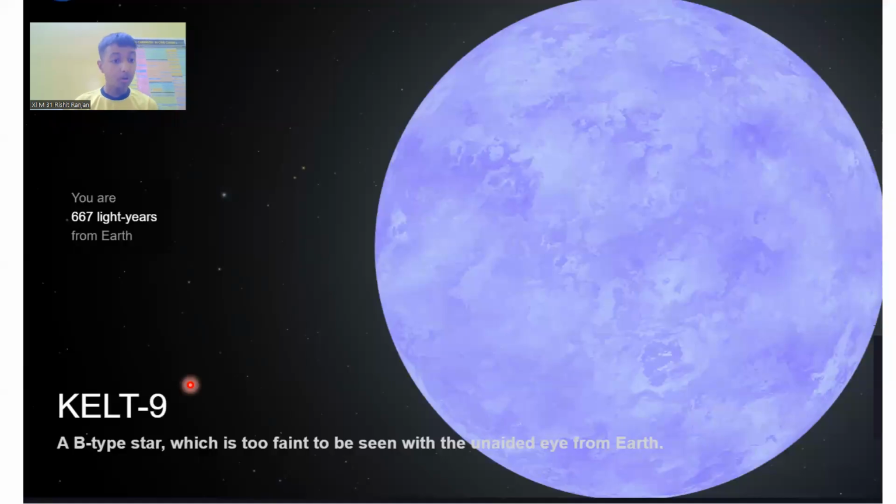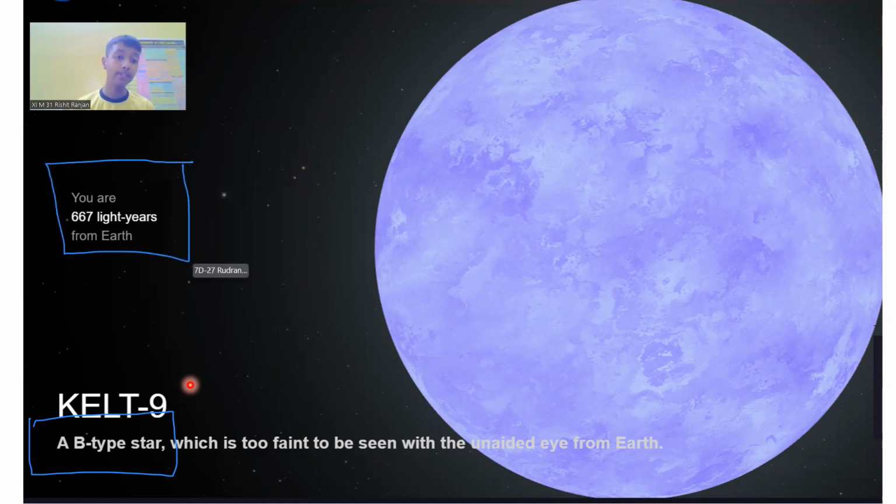Now, as we saw, Kelt-9b revolves around the star Kelt-9. Kelt-9 is a B-type star, too faint to be seen with the unaided eye from Earth, meaning we can't see it with the unaided eye. It is 667 light years away from us. So if you travel at the speed of light for 667 years, only then will we be able to reach the Kelt-9 star.